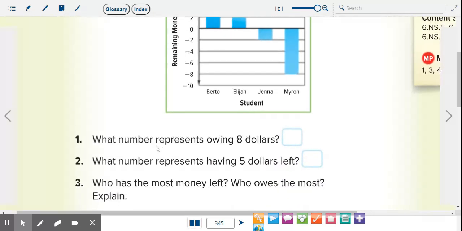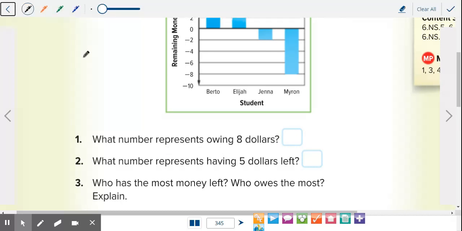So what number represents owing $8? What would we put for owing $8? Hunter? -8. So if you owe money, you're negative. So what number represents having $5 left over? Just 5, positive 5. You can put the positive sign. You do not have to. Okay, if you just put just 5 like that, that means the same thing.